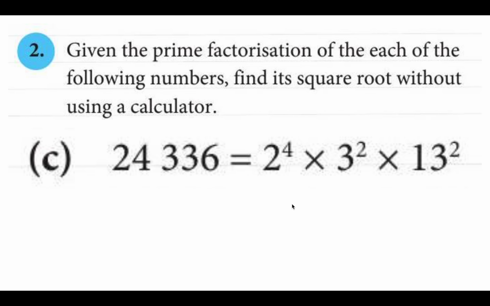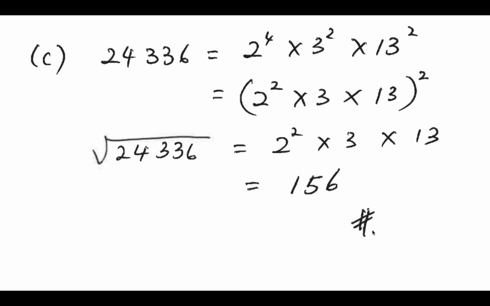So here's another question. Given the prime factorization of each of the following numbers, find the square root without using a calculator. Once again, we are trying to find the square root of a pretty huge number, 24,336. In the same way, we need to figure out that 24,336 is actually 2 to the power of 4 times 3 to the power of 2 times 13 squared. We can reduce it to (2 to the power of 2 times 3 times 13) squared. So this is the first part of the working. In the second part, when we square root it, we just take the bracket portion, and we will have 2 squared times 3 times 13, which gives us 156.